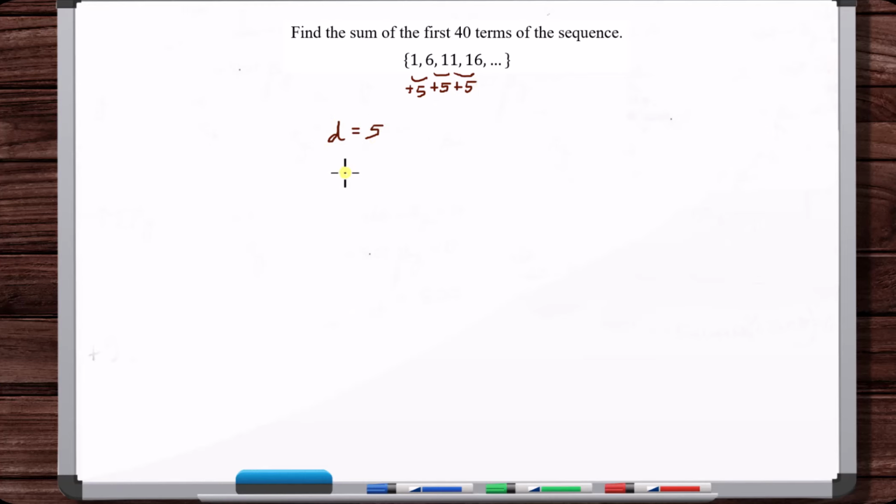Write down everything you know. When you're trying to solve a problem, write down everything that you know for sure. We know for sure that this is an arithmetic sequence. We know that d is equal to 5. We know that a sub 1 is equal to 1. We're trying to solve for the sum of the first 40 terms.